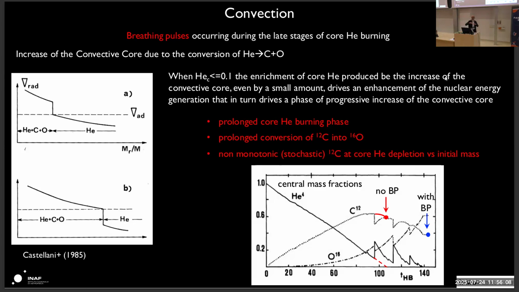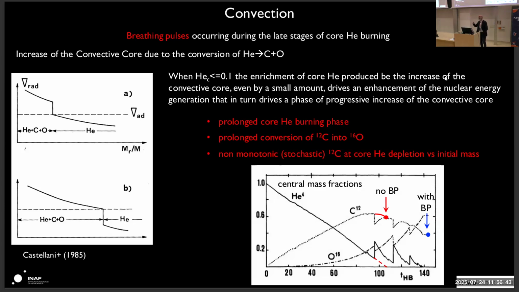So this implies an enhancement of nuclear energy generation that is not counterbalanced by the stabilizing effect of the reduction of the opacity due to the ingestion itself. So once this happens, the star enters into a phase of progressive increase of the convective core until it stops when enough helium is ingested in the core, and again the stabilizing effect of the opacity dominates over the effect of the increasing of the energy generation.